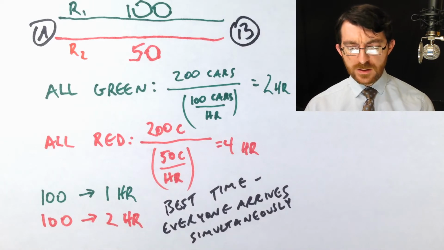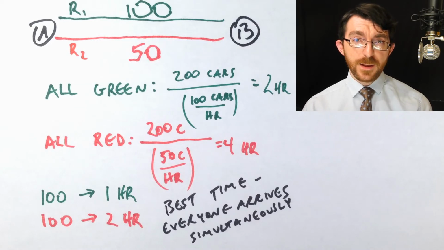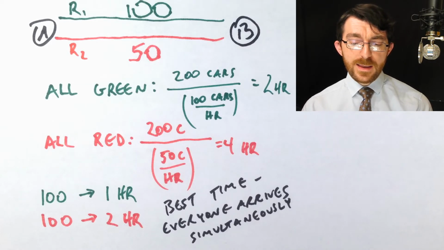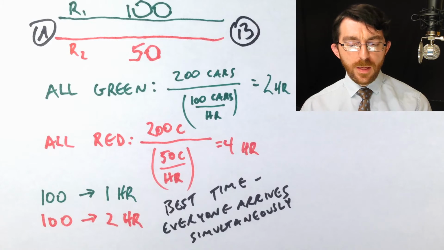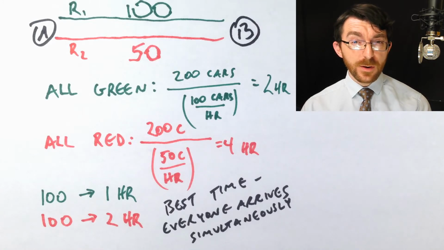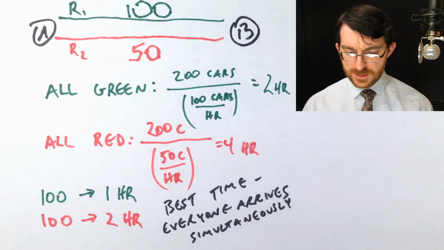Okay, so I've got 200 cars, and I want them to be able to be split up evenly between them. So here's the thing. If I have two roads, one of them is twice as good as the other, that means that I've effectively got thirds. Think about it like this.